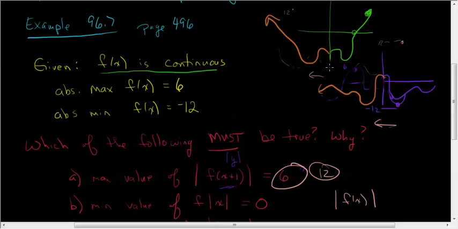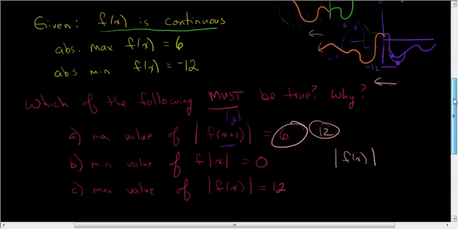So that will have a minimum value much less than 0. All right. Actually, we don't know what the minimum value of that one is. It could be -12 or it could be something less. All right, so that one's out. So that one's not true and that one's not true.